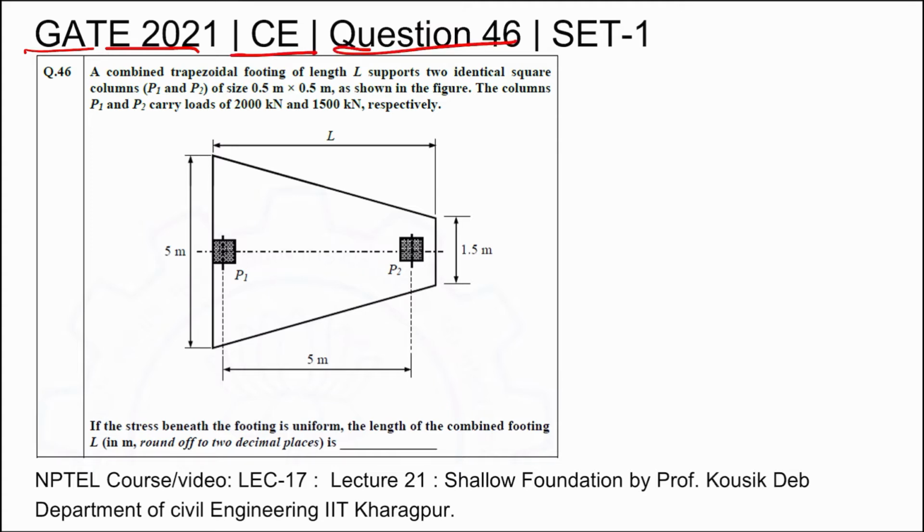Question 46, Set 1. A combined trapezoidal footing of length L supports two identical square columns P1 and P2 of size 0.5 meter by 0.5 meter as shown in the figure. The columns P1 and P2 carry loads of 2000 kN and 1500 kN respectively. If the stress beneath the footing is uniform, what will be the length L of the combined footing? They have asked for this L in meters.